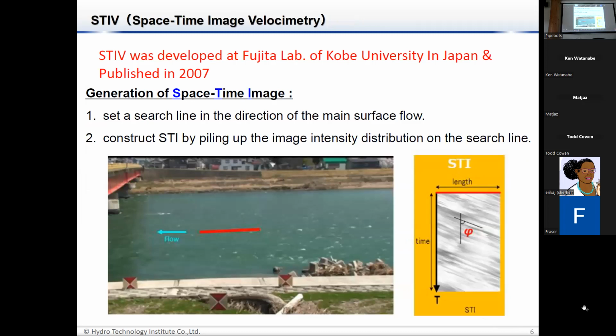STIV was developed at Fujita Laboratory of Kobe University in Japan and published in 2007. STI means space-time image and V means velocimetry. A brief description of the methodology is provided here. The first step of STIV is to set the search line, this red line, in the direction of the main surface flow. Then construct the STI by filling up the image intensity distribution on the search line.